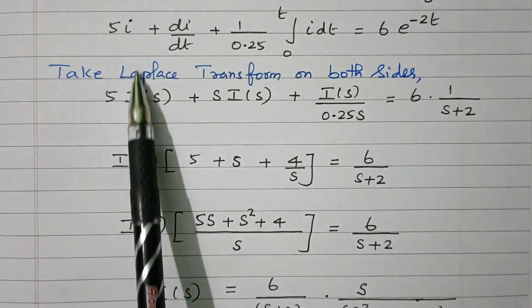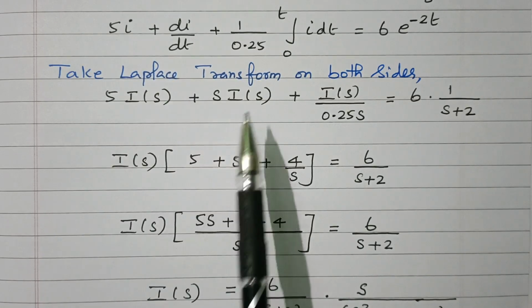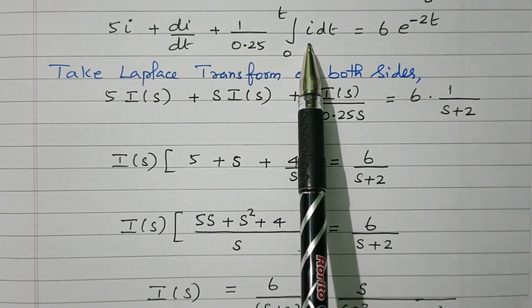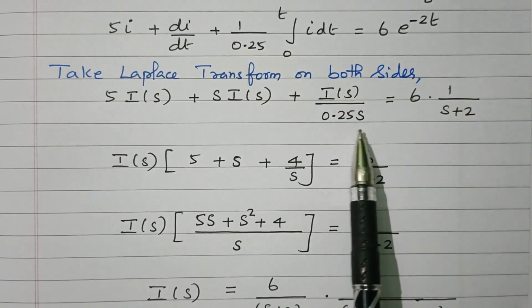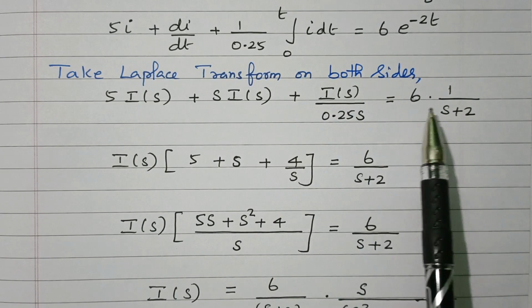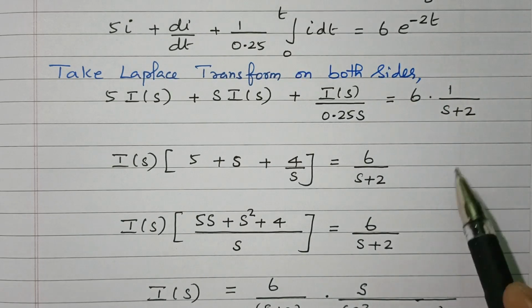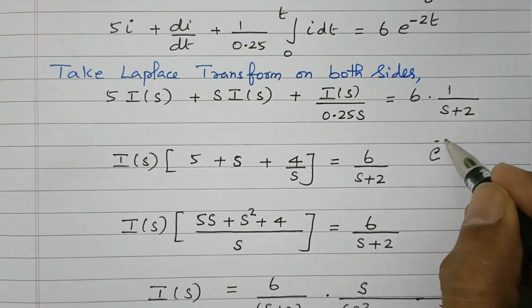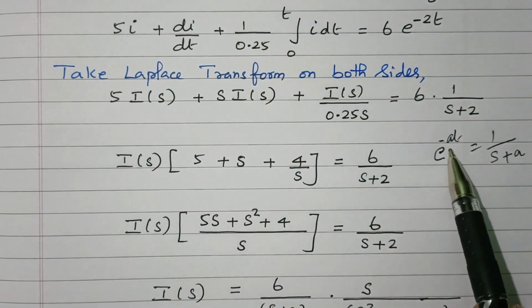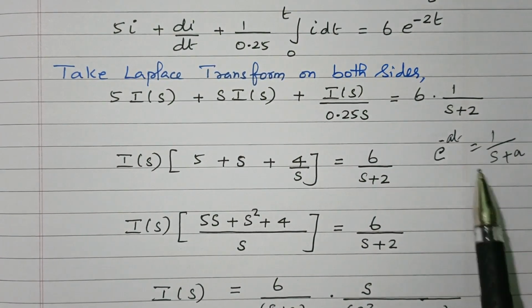So 5 is constant, Laplace of i is I of s. Laplace of di by dt is s into I of s. 0.25 is constant. The Laplace of integral is I of s divided by s. Differentiation means s into I of s, integral is I of s divided by s, equal to 6. 6 is constant. e power minus 2t is 1 divided by s plus 2. So this is based on the formula e power minus at equals 1 divided by s plus a, right? So a value is 2 here. So 1 divided by s plus a, s plus 2, based on this formula.